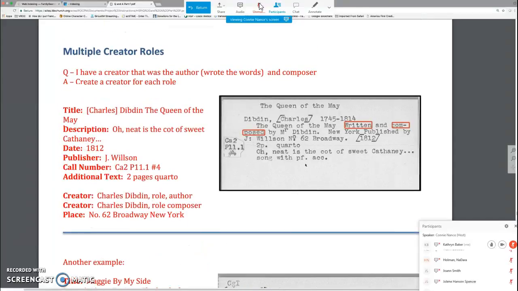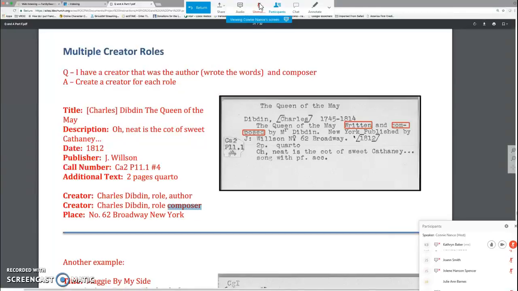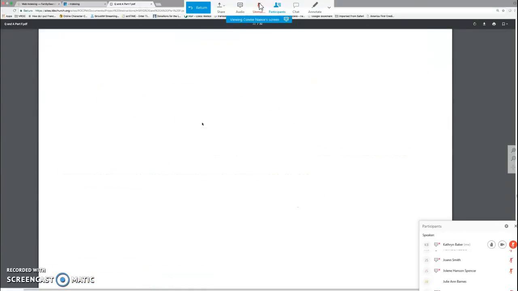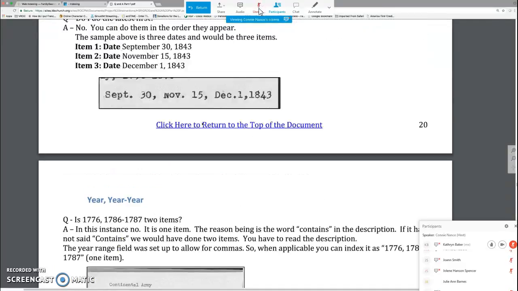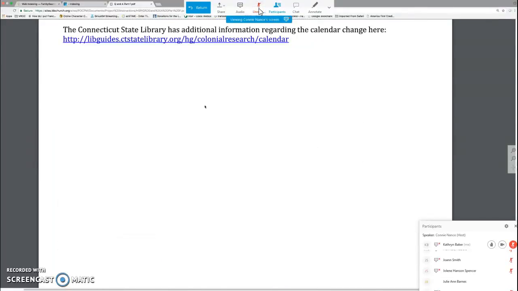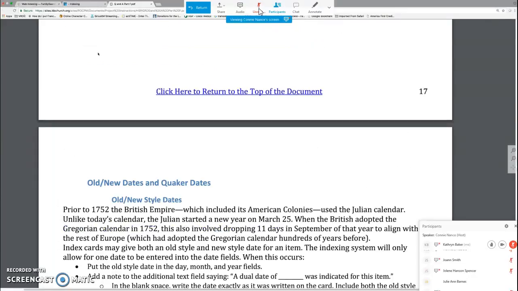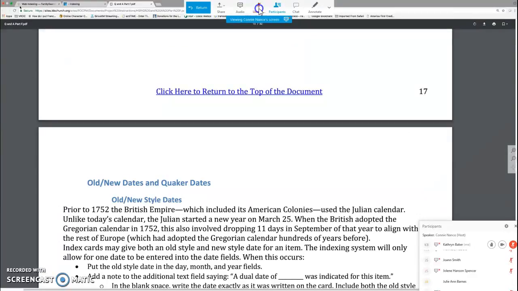On this card here, we've got Charles Dibdin, written and composed by him. Again, he has a role of author, and then he has a role of composer. So make sure you get him in there twice. Here's another New York. It's going to be New York City because we have an address. I think that was it. Are there any questions about any of that?